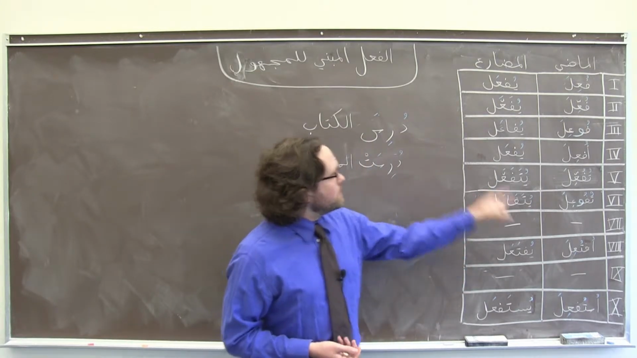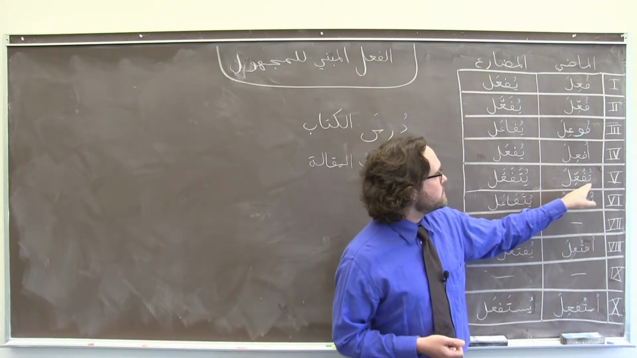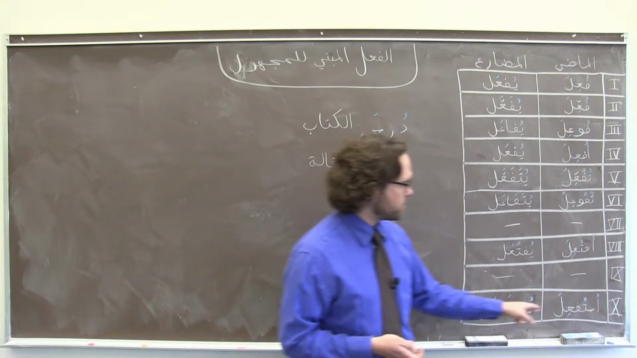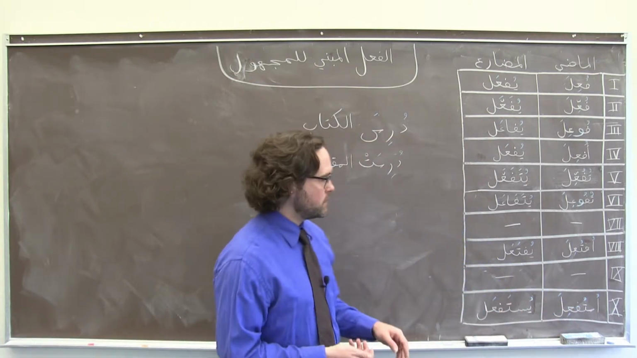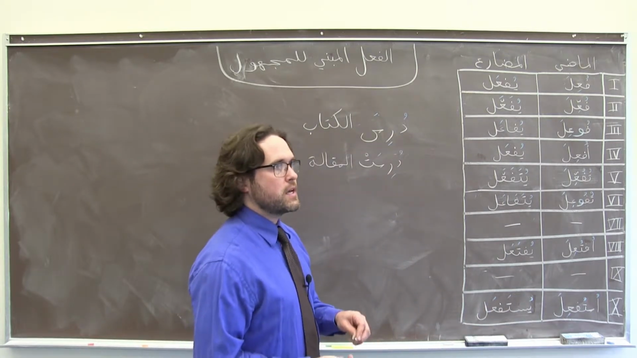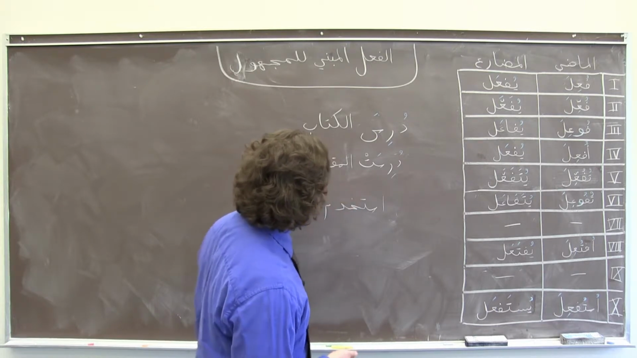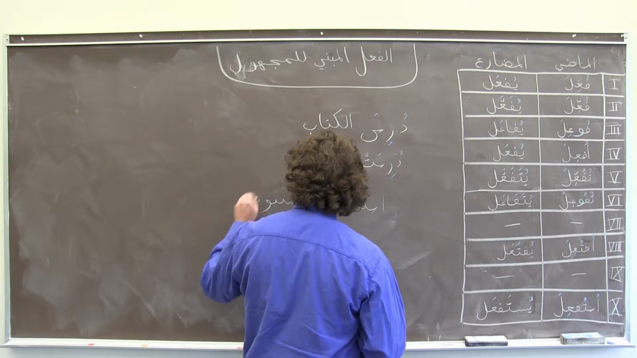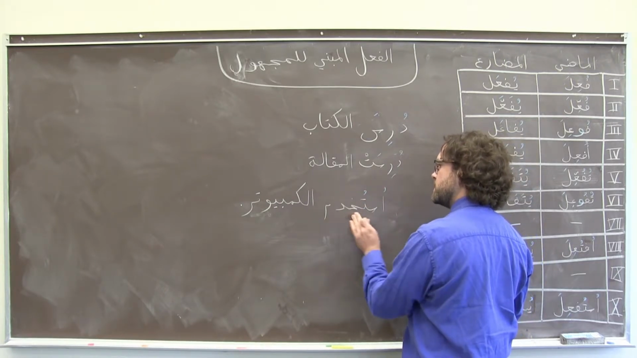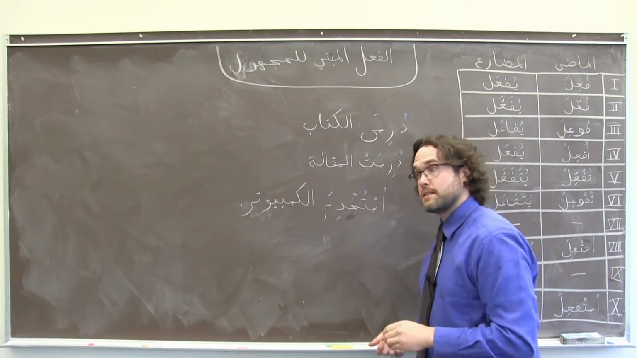Just don't. In the couple of cases where the structure of the wazn, the verb pattern, gives us extra syllables, in the past tense, we slip an extra dhamma in there. So in form 10, for example, where we have a lot of extra letters, it becomes ustuf'ila, where we have two dhammas, instead of istaf'ala in the passive voice. If we want to say, the computer was used, we would vowel it ustukhdima al-computer with a sukun in the same places as in the passive voice.